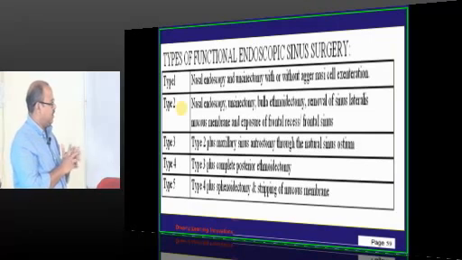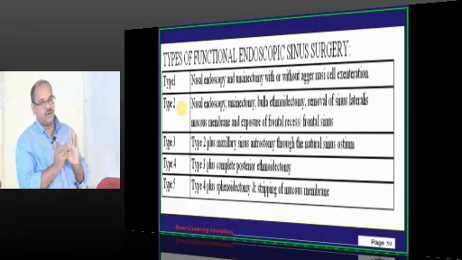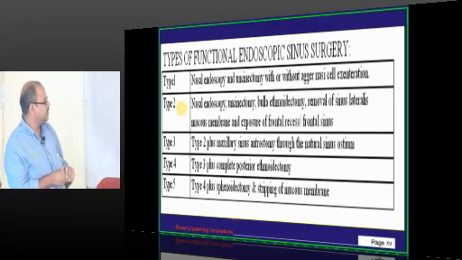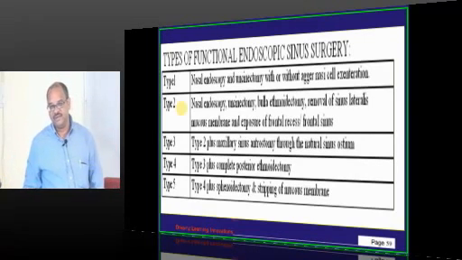Type 4 is complete posterior ethmoidectomy combined with type 1 to 3. Type 5 is sphenoidotomy and stripping of mucous membrane.